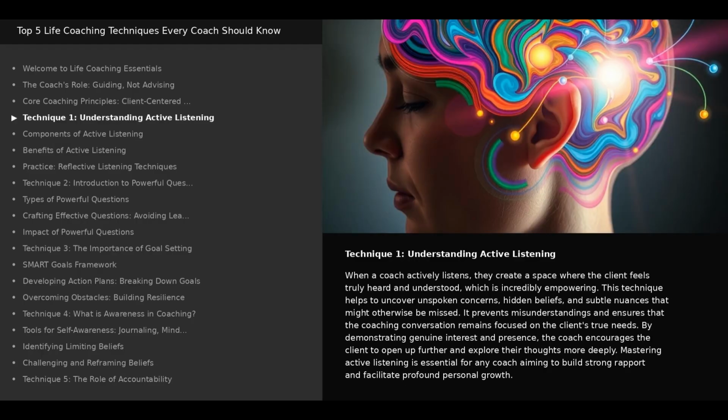When a coach actively listens, they create a space where the client feels truly heard and understood, which is incredibly empowering. This technique helps to uncover unspoken concerns, hidden beliefs, and subtle nuances that might otherwise be missed. It prevents misunderstandings and ensures that the coaching conversation remains focused on the client's true needs.